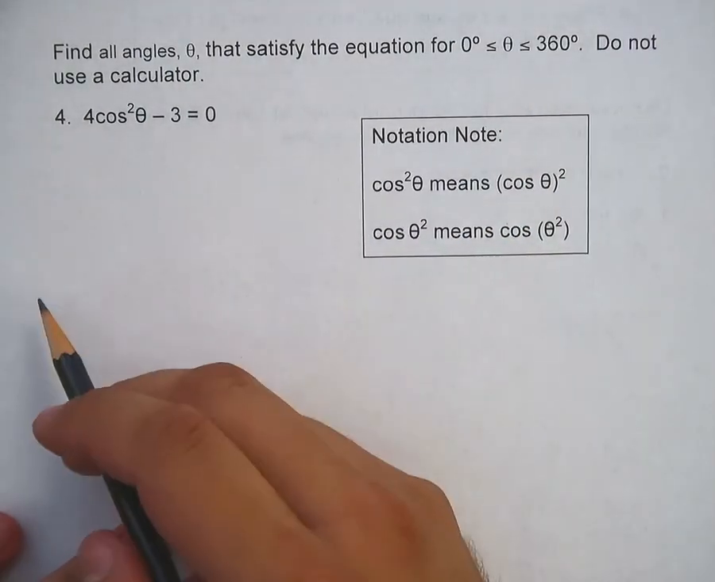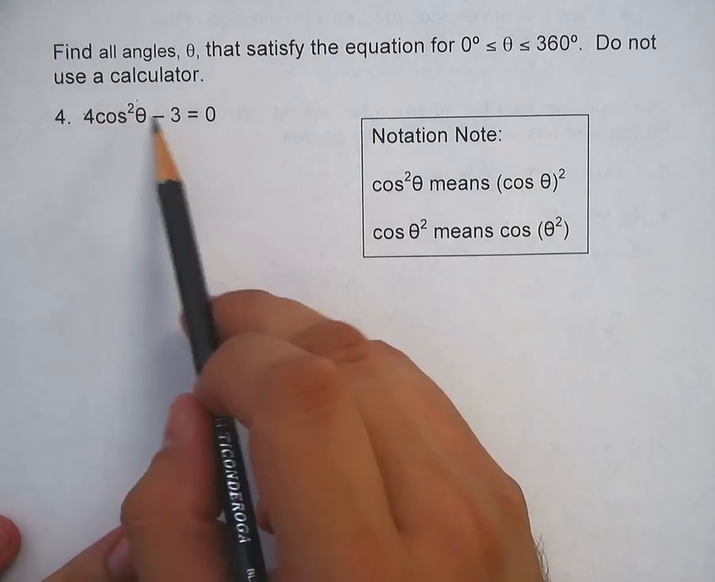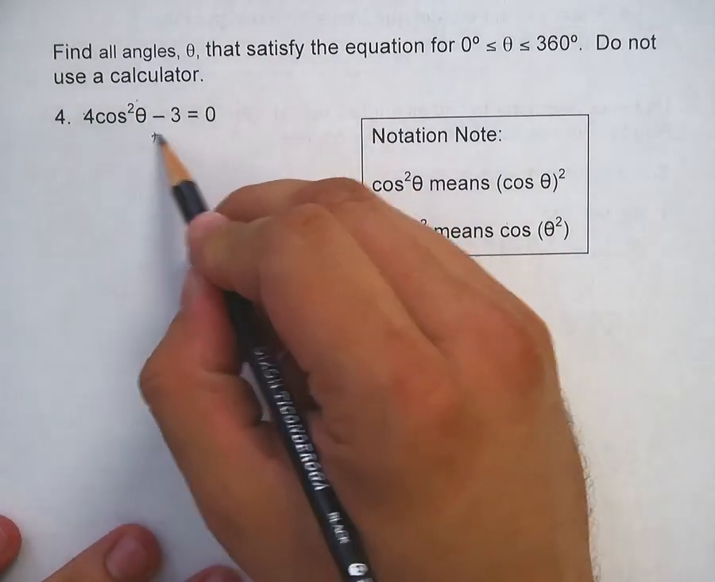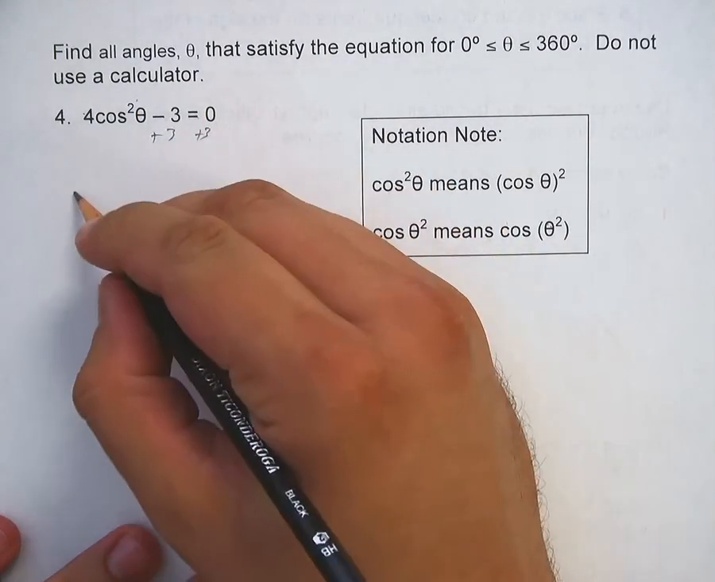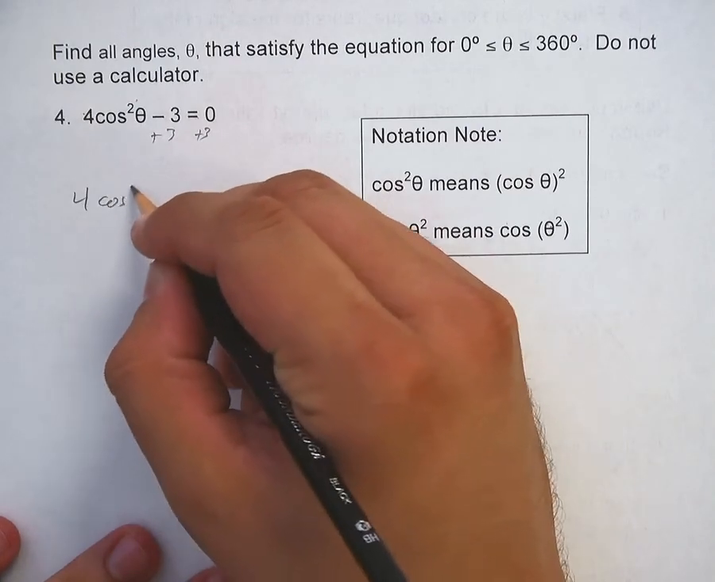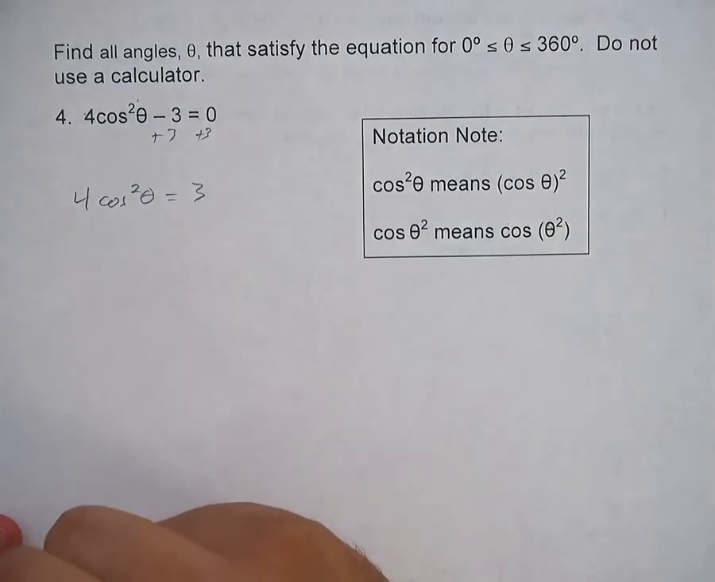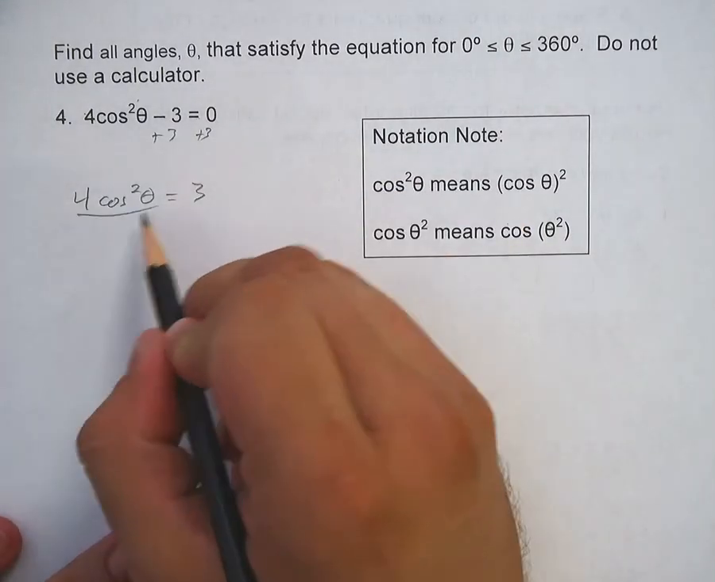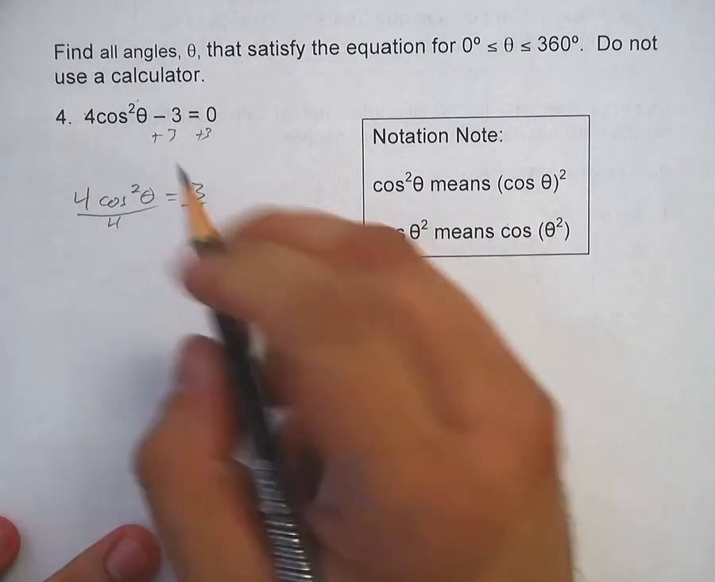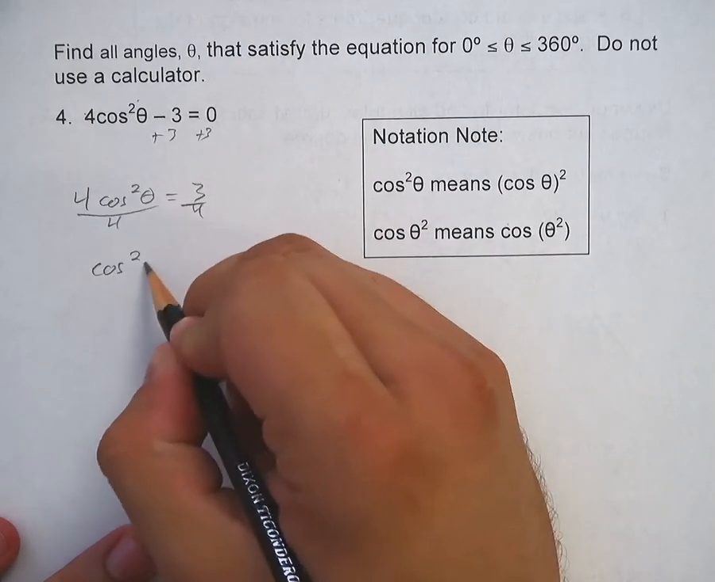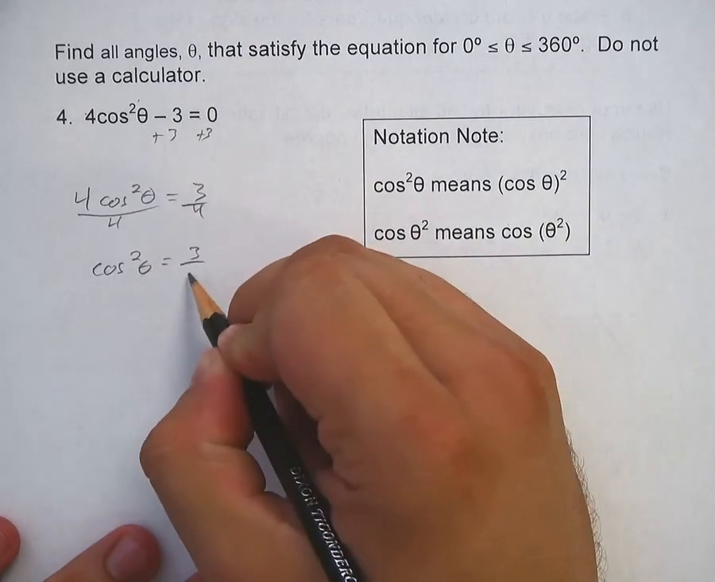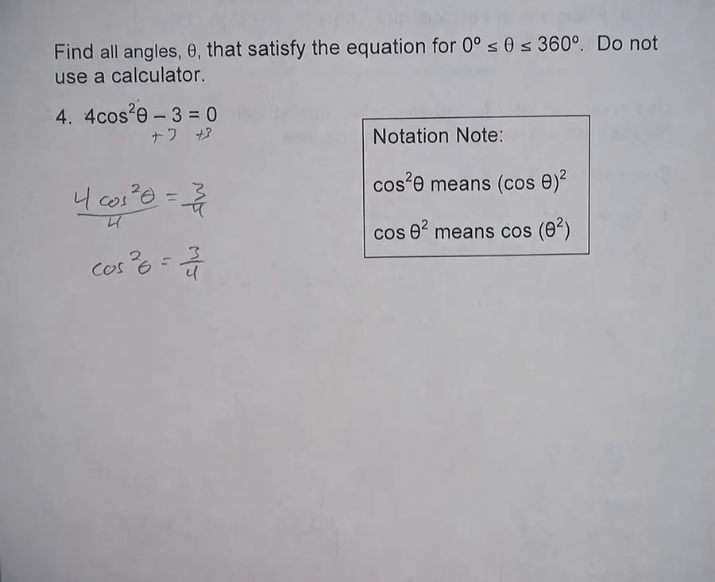So solve it like it's an algebra problem. If this was 4x squared minus 3, first you'd add 3. And you'd have 4 cosine squared theta equals 3. Divide by 4, just like it's an algebra problem. So cosine squared theta is 3/4.